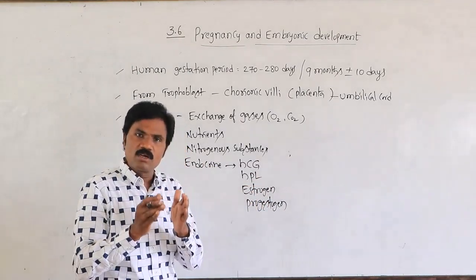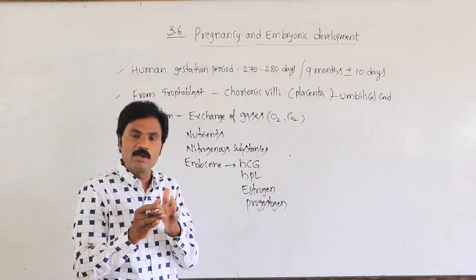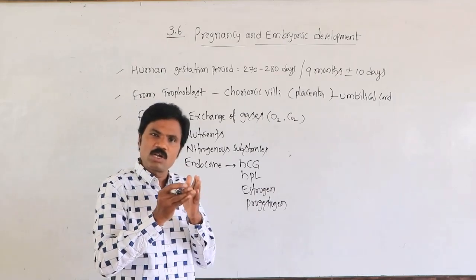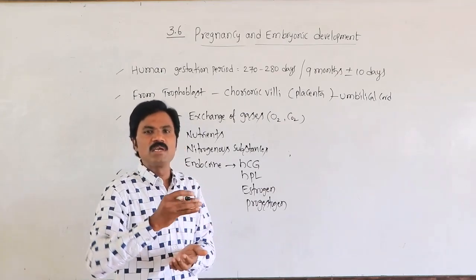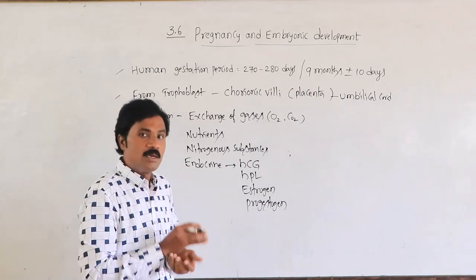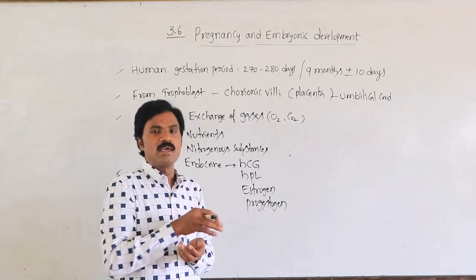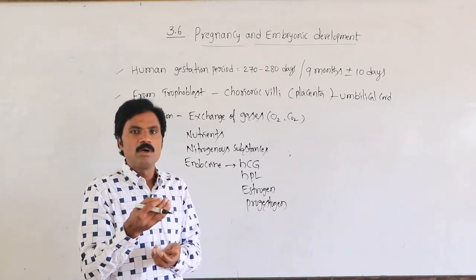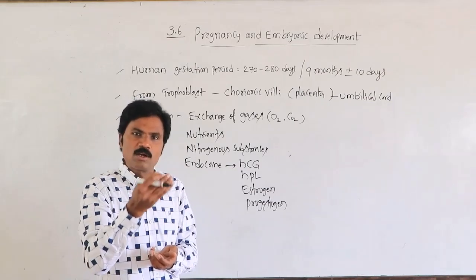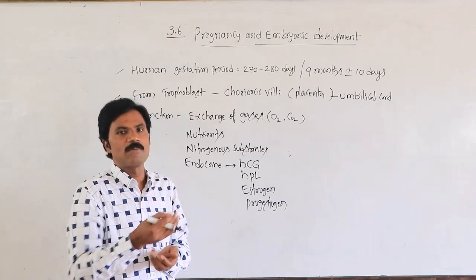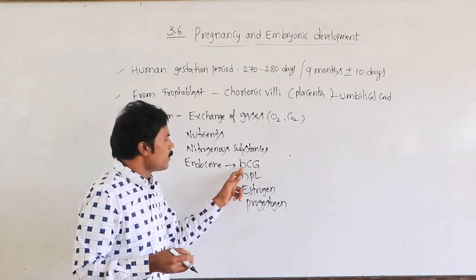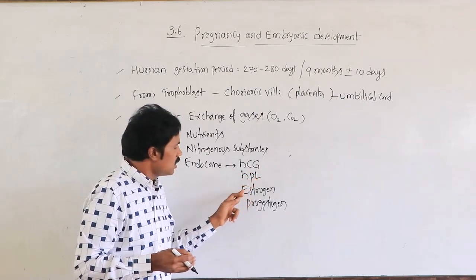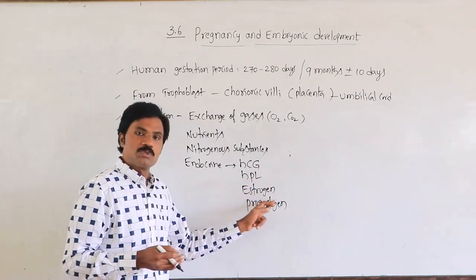Actually, the placenta completely develops after implantation, exactly after 12 weeks. Before that, one among the layers, the chorion, acts through the chorionic villi only. It absorbs nutrients from mother to the fetus for further growth and development. Then human chorionic gonadotropin, human placental lactogen, estrogen and progesterone.